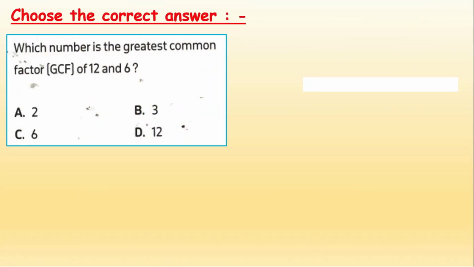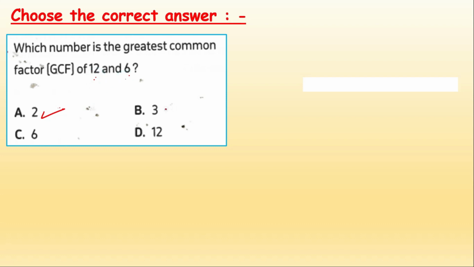Choose the correct answer. Which number is the greatest common factor of 12 and 6? Let's see, 2 is a common factor for 6 and 12 because 2 times 3 equals 6 and 2 times 6 equals 12. So 2 is a factor of 12 and 6.